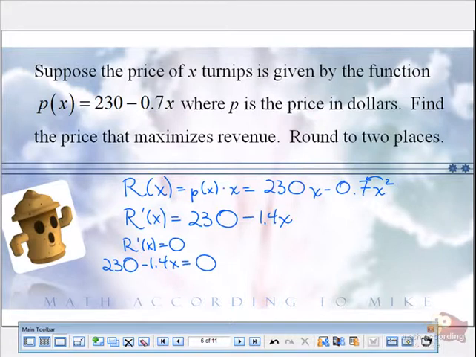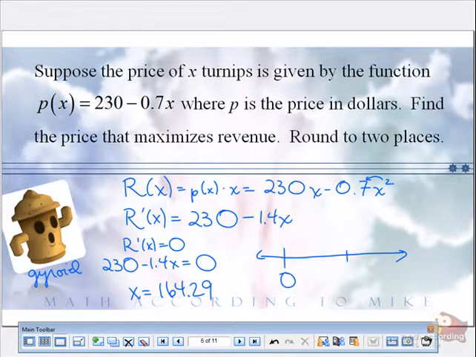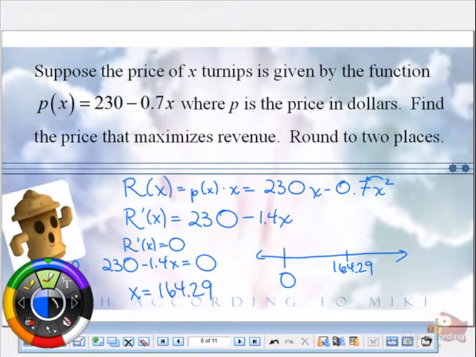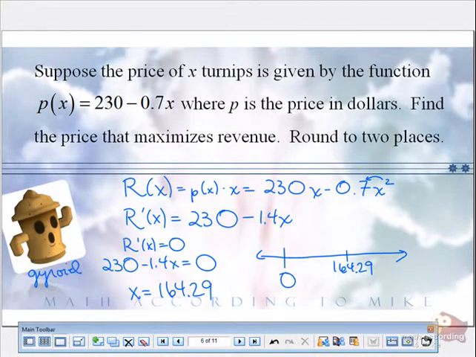If you bring the 1.4x to the right-hand side and then divide by 1.4, what do you get for x? Number line, here's 0, we don't care about 0. To the left of 0, we don't care about. Here's 164.29. So pick a number between 0 and 164.29, and pick a number after 164.29. Plug these numbers into the derivative. What do we get at 1? What do we get at 165?